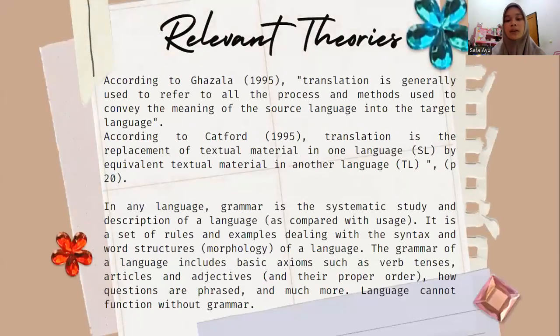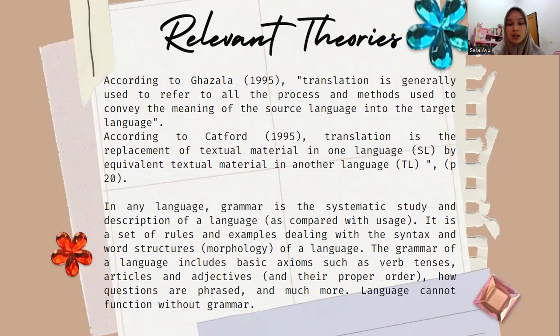And then the next one, relevant theories. According to Gazalan, 1995, translation is generally used to refer to all the processes and methods used to convey the meaning of the source language into the target language. And according to Catford, 1995, translation is the replacement of textual material in one language or source language by equivalent textual material in another language or target language.